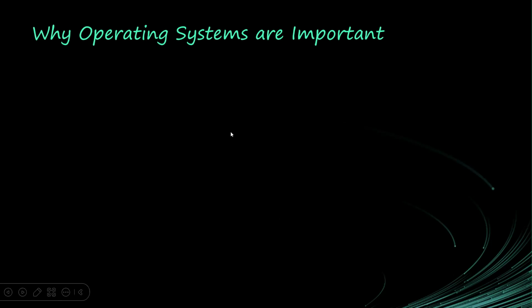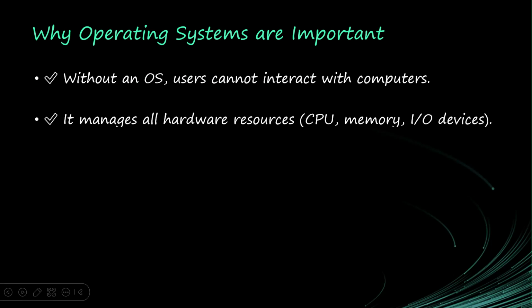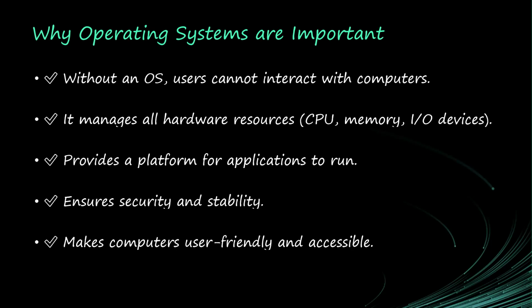So why are operating systems important? Without an operating system, users cannot interact with computers. It manages all hardware resources. It provides a platform for applications to run. It ensures security and stability. It makes computers user-friendly and accessible.